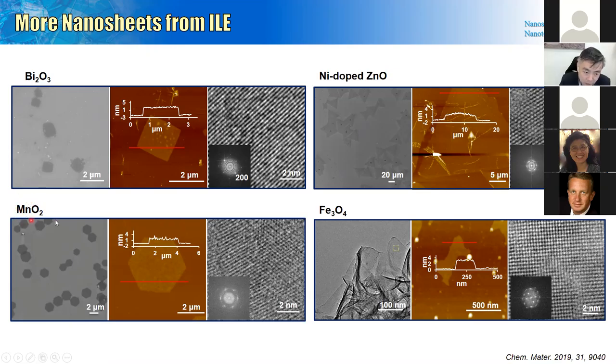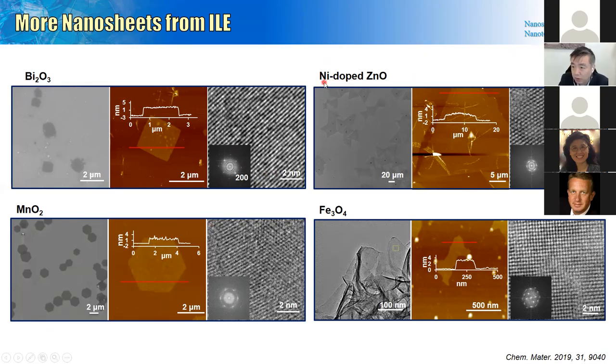And manganese oxide. Now this one is a layered structure anyway, but we can also receive this single layered manganese oxide through our approach. Still with a micrometer, more than micrometer in size, but the thickness, this one's thickness is actually less than 1 nanometer. And with this more stable interface, we can actually introduce doping into the system without a destroyed lattice.